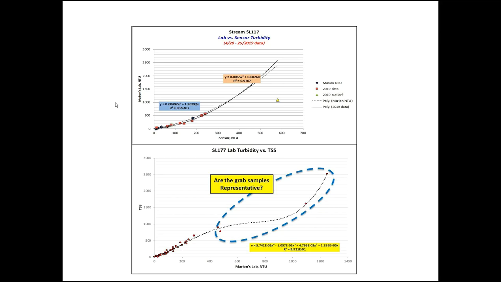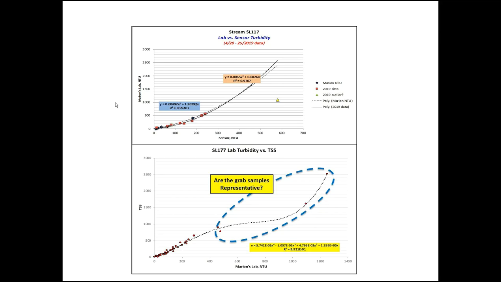In order to start to do this, of course, we do what everybody else does, is we correlate what we record as turbidity on the sensor and the turbidity in the laboratory. Because in the laboratory, we have standards. We make sure that we have it calibrated. And so this is the correlation we use.